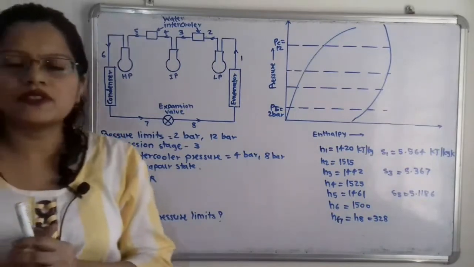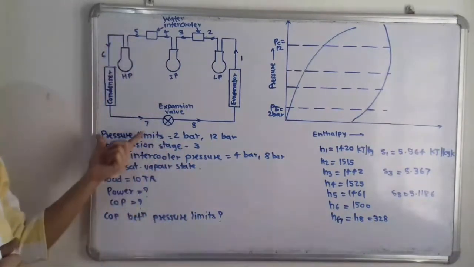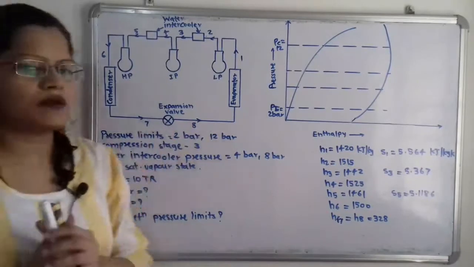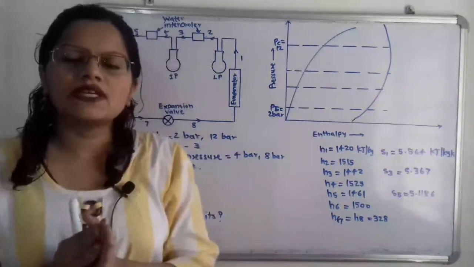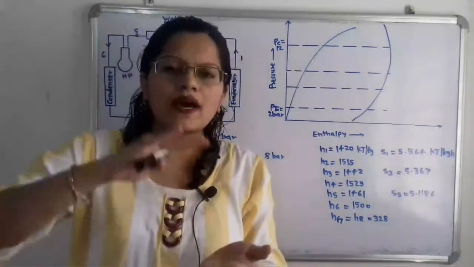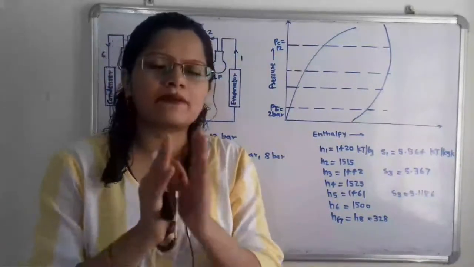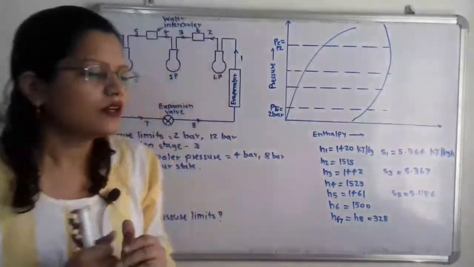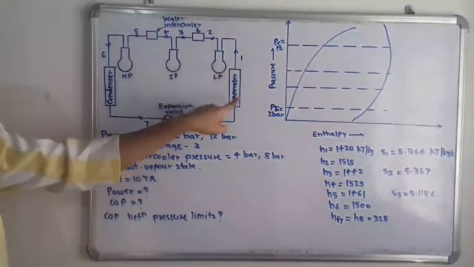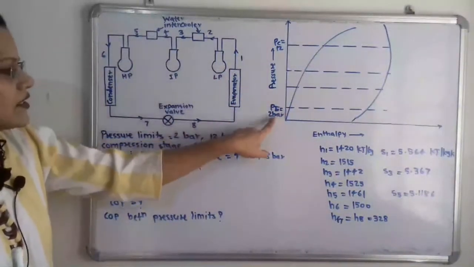Now if we observe the given data, the pressure limits are 2 bar and 12 bar. That means this system is working between 2 bar and 12 bar pressure limits. So what is the minimum pressure? 2 bar, and maximum pressure 12 bar. So we know that the minimum pressure is in the evaporator. So PE is equal to 2 bar.